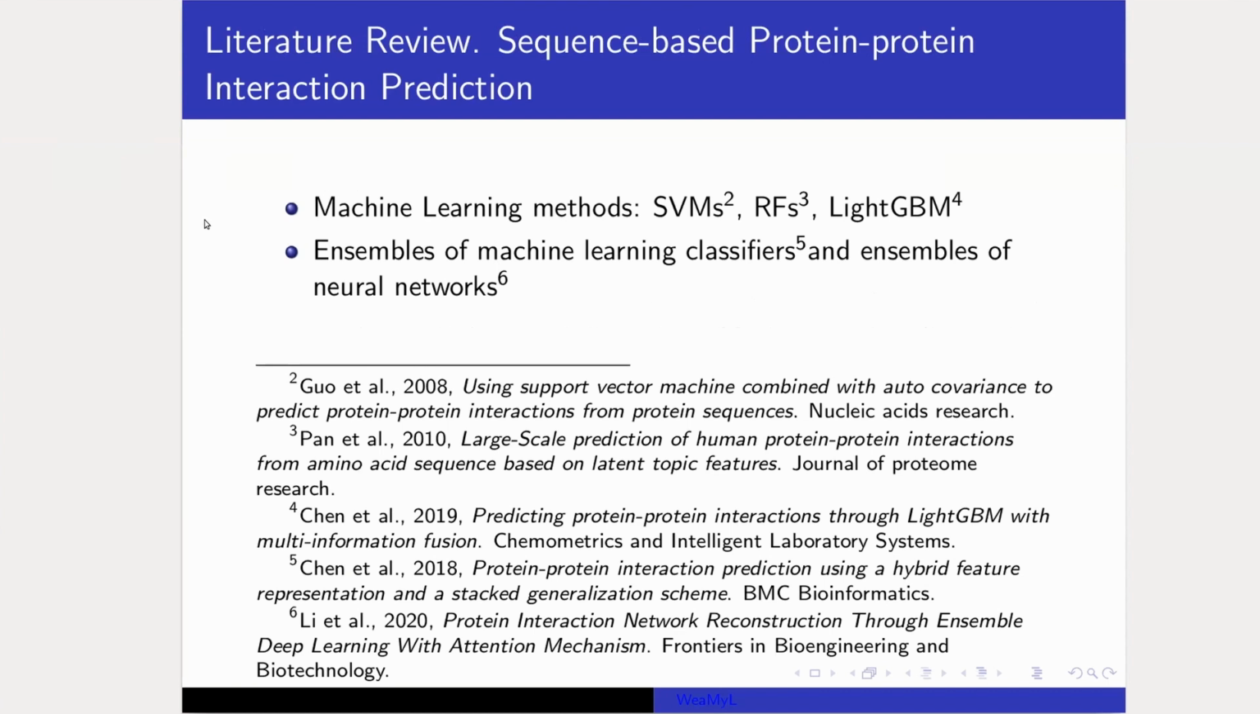Nevertheless, there has been quite a body of work on using machine learning methods for protein-protein interaction prediction, starting from support vector machines and random forests up to ensembles of such classifiers or ensembles of neural network classifiers.